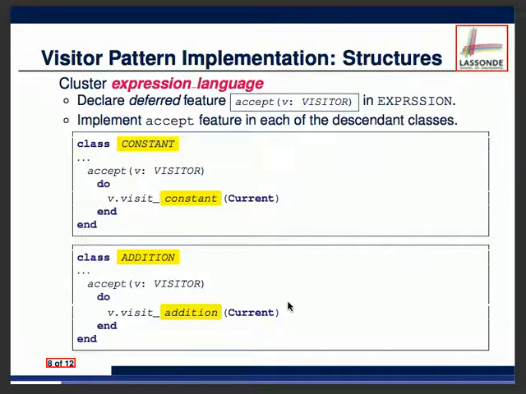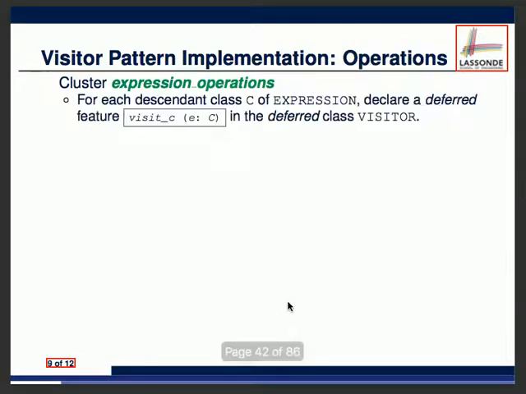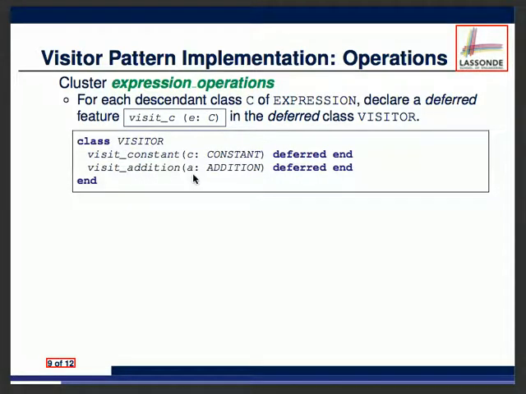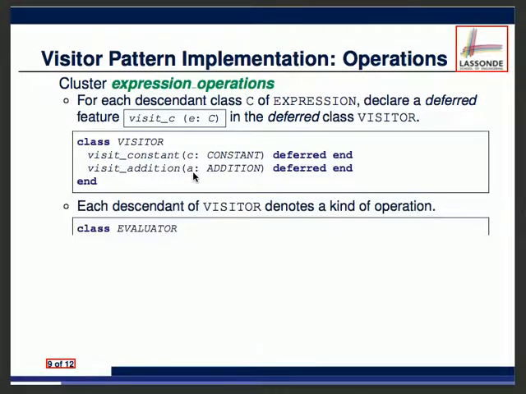Now, let's move to the visitor cluster and see what happened. For the visitor cluster, we want to make sure for every descendant class in the expression, we have something specific to that particular class. So we got visit addition and visit constant, right? That's what we have. At the top level, under visitor, we got visit constant and also visit addition, okay? As said before.